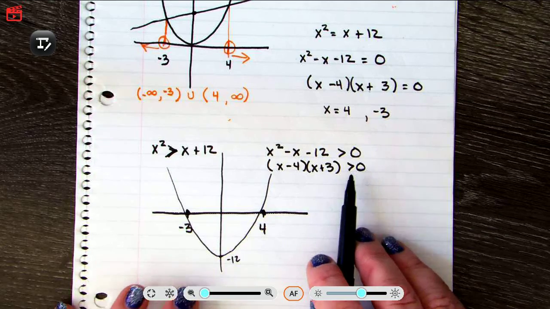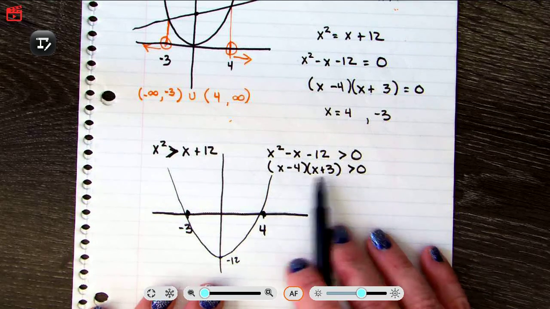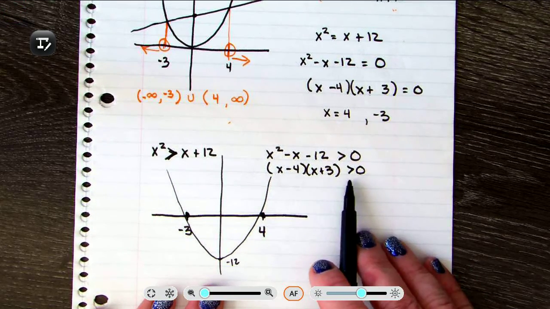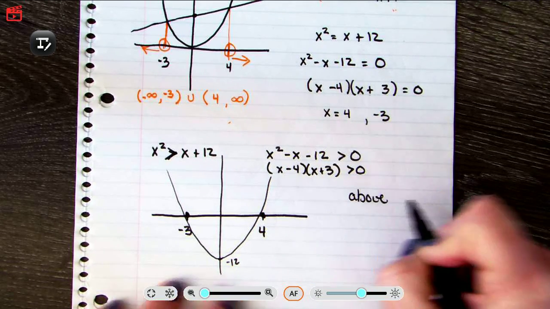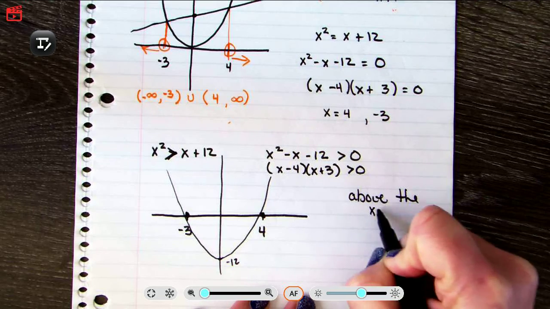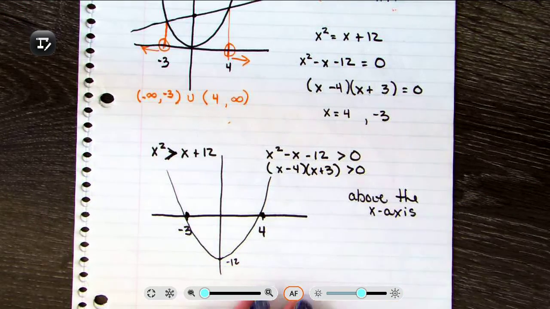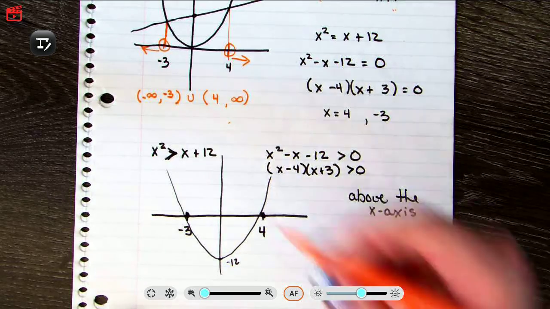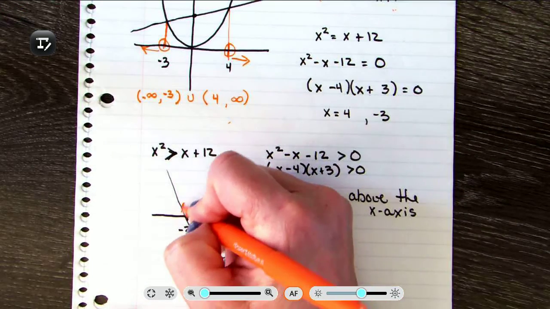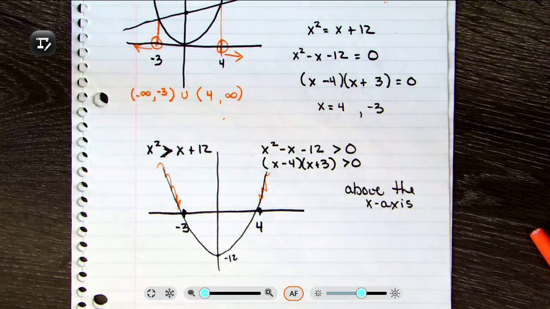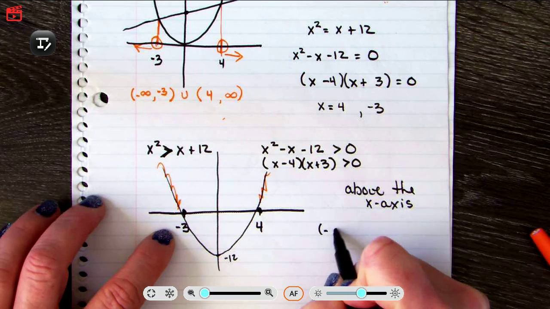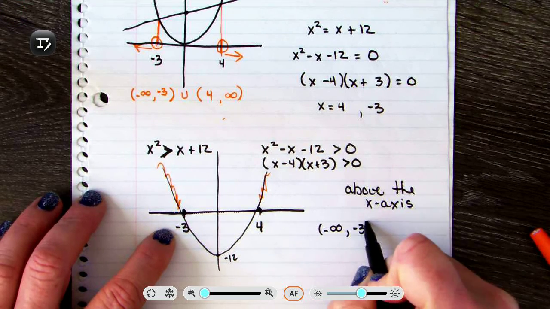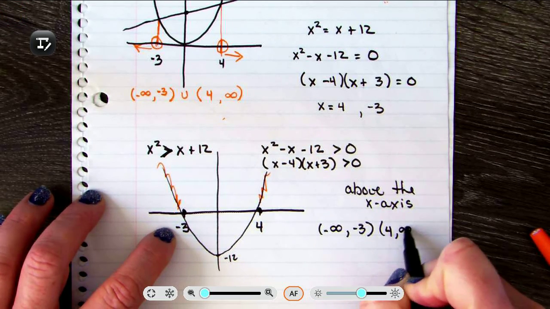And now in chapter 2, we talked about a function, some sort of curve, being greater than 0, meaning it is above the x-axis. And this one is above the x-axis here and here. And we want to not let it be equal to 0, so again, -infinity to -3 and 4 to infinity.